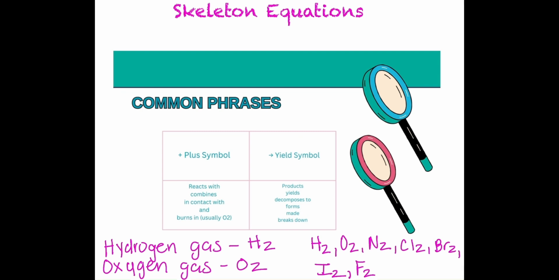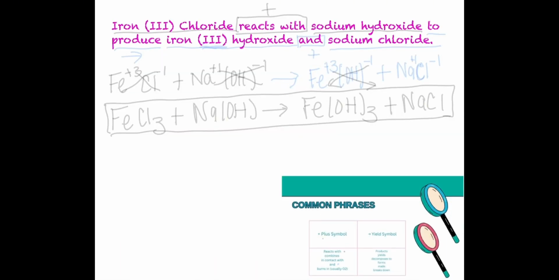All right, so let's go ahead and get into our first example. We have iron 3 chloride reacts with sodium hydroxide to produce iron 3 hydroxide and sodium chloride. First things first, I want to identify my reactants. I know that iron 3 chloride and sodium hydroxide, my reactants, are what my equation starts with. I also notice that I see reacts with.